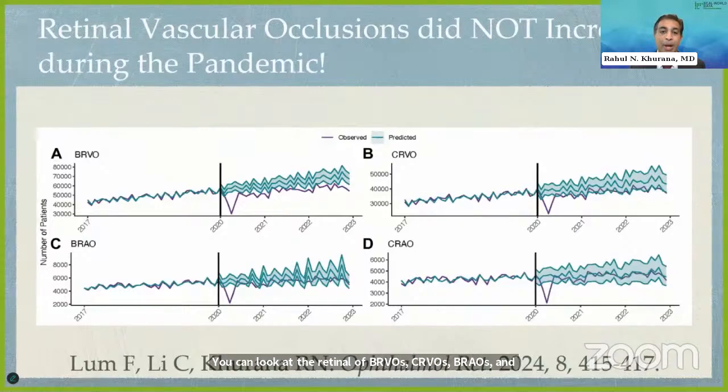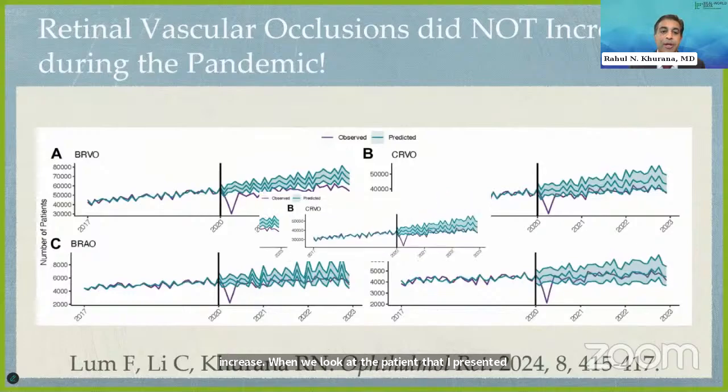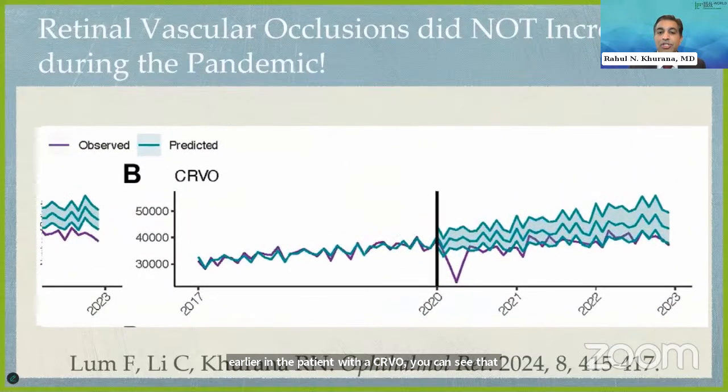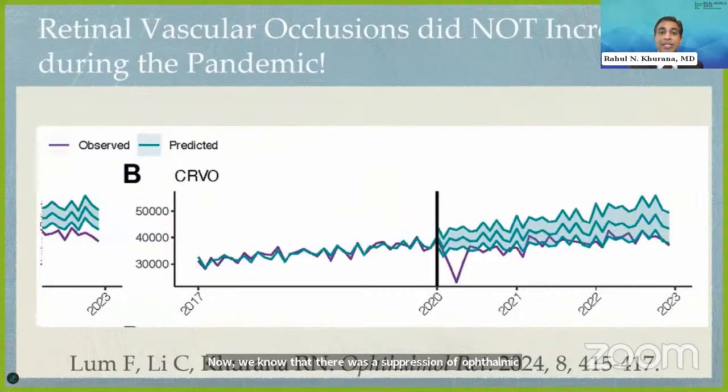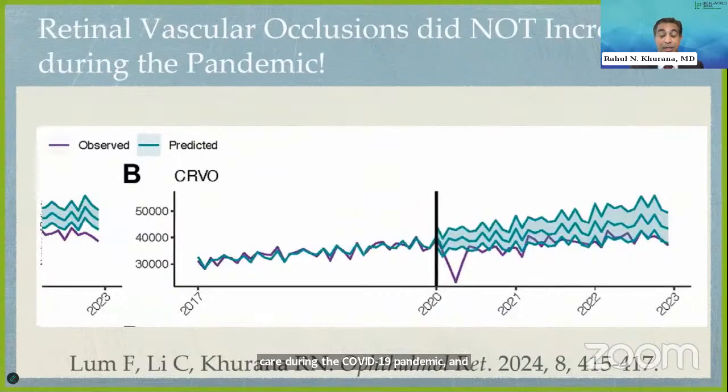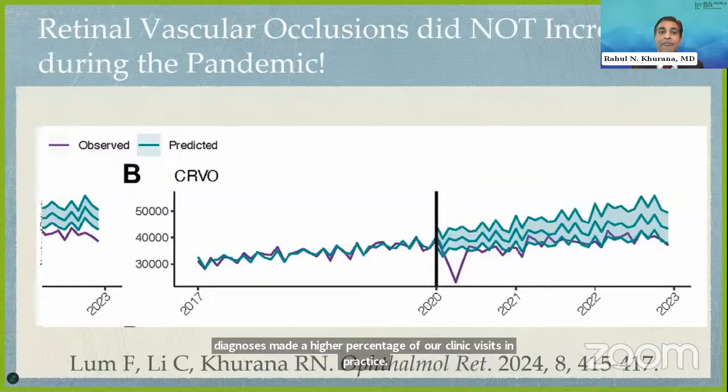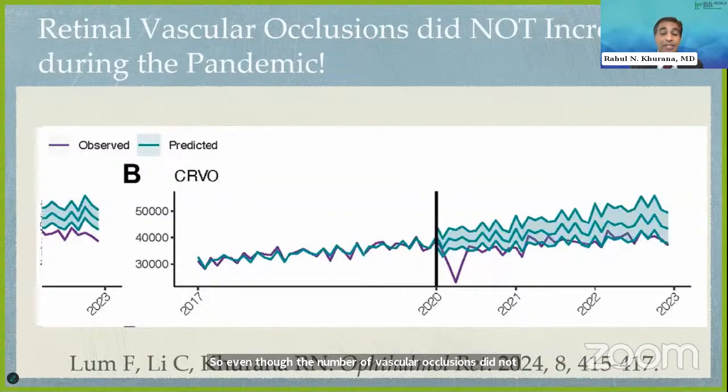When we look at the patient that I presented earlier with a CRVO, let me just zoom in on that. You can see that the purple line shows that there was actually a decrease early on in the pandemic, and even later it never increased over various statistical models, even at the lower confidence intervals. Now, we know that there was a suppression of ophthalmic care during the COVID-19 pandemic, and more severe diagnoses made up a higher percentage of our clinic visits in practice. So even though the number of vascular occlusions did not increase, they made up a higher percentage of our clinical visits, giving us the impression that there was a higher rate.